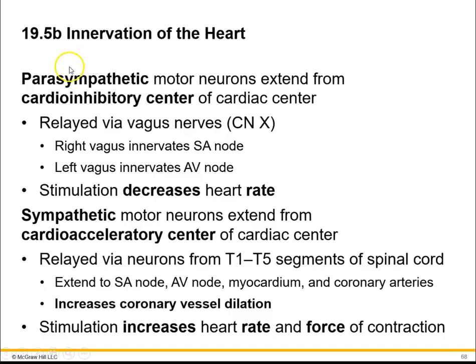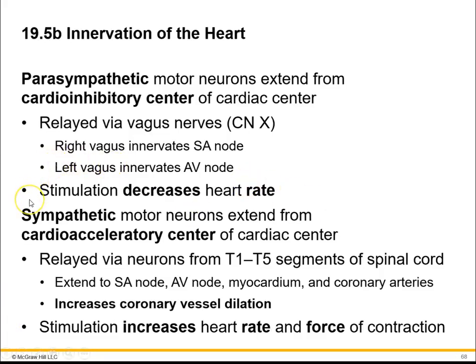Okay, so you've got parasympathetic motor neurons that are going to extend from the cardioinhibitory center of the cardiac center. These guys are relayed via that vagus nerve. Remember, cranial nerve 10. And there's a pair of vagus nerves. So there's a right vagus nerve and a left vagus nerve. And the right vagus innervates the SA node, while the left vagus innervates the AV node. And parasympathetic stimulation is going to decrease heart rate.